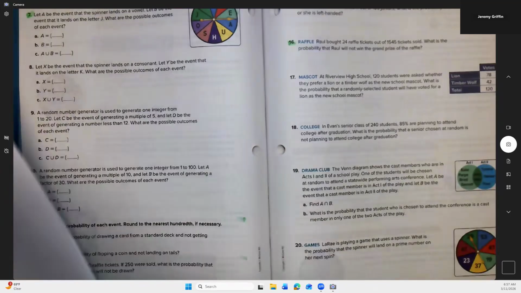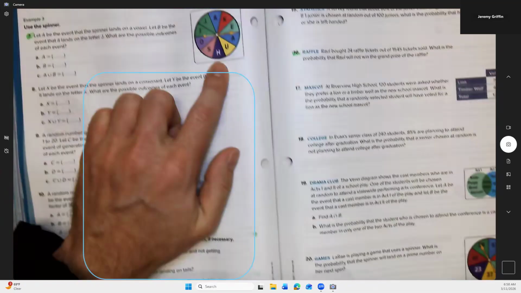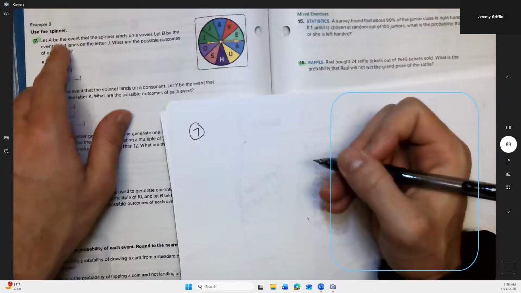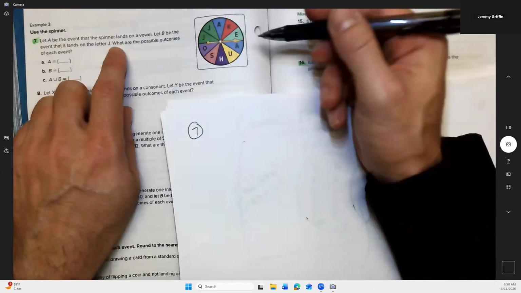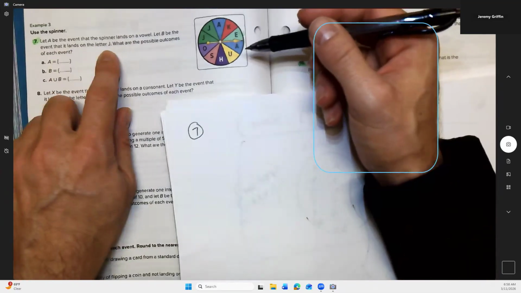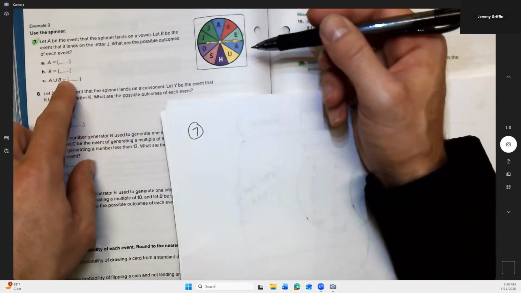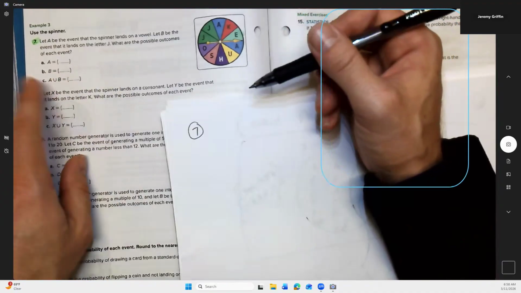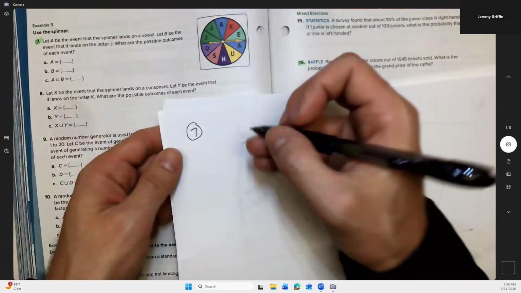All right, number 7. Ooh, we got a spinner. That looks fun. Let A be the event that the spinner lands on a vowel. Let B be that it lands on the letter J. What are the possible outcomes of A, B, and then A union B? I'm going to throw in one more. I'll say A intersection B, just for completion.